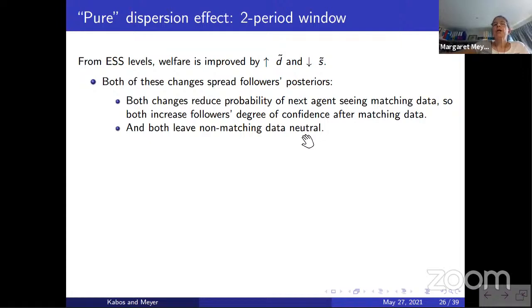Both of these changes spread followers' posteriors because both of these changes reduce the probability that the next agent will see matching data. So therefore, both increase the follower's degree of confidence after they see matching data. At the same time, though, both of these changes leave non-matching data neutral. They leave the posterior following non-matching data exactly at the prior. So the higher posterior has gone up, the lower posterior has stayed the same. So that's an increase in the dispersion of the posteriors.